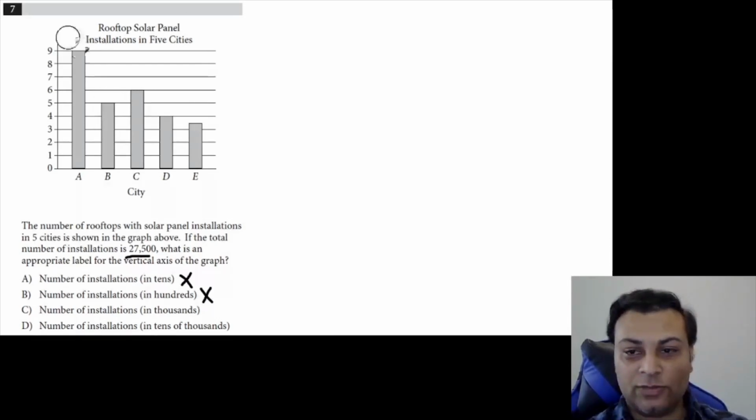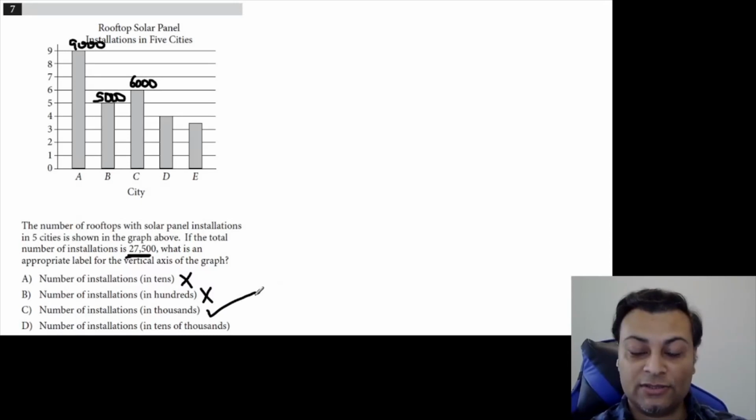Let's check that real quick. This would be 9,000. This is 5,000. That's already 14,000. Plus this, which makes 20,000. And if you get these two in, you get to 27,500. So the answer is thousands. Tens of thousands does not make sense because that would already put this at 90,000, which is already over what we have. So the answer is option C.